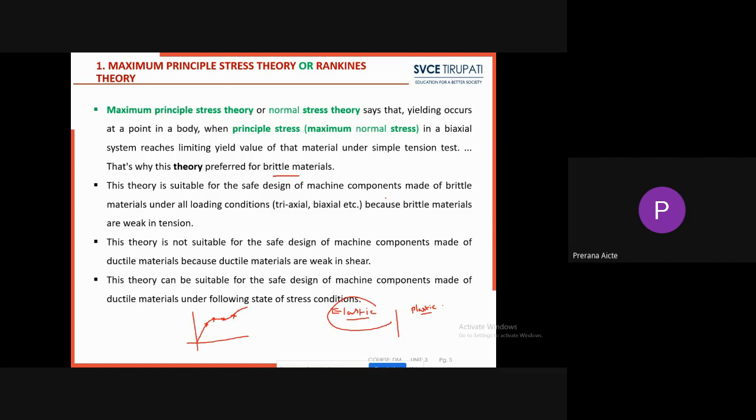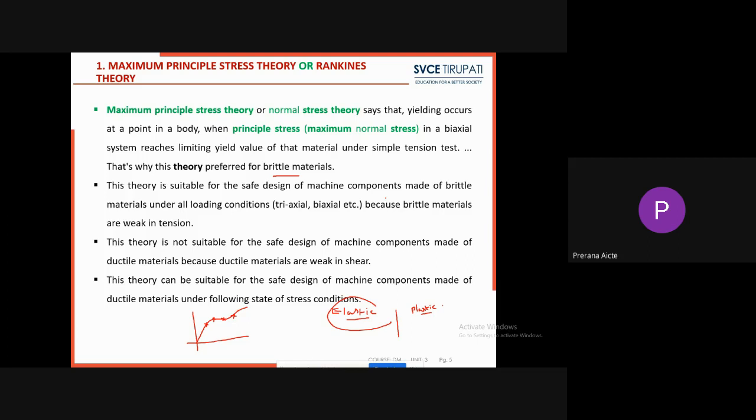What is the yield point? Breaking point, sir. Breaking point. Okay, so after crossing the elastic limit, what happened? What happened after crossing the elastic limit? It will break, sir. It will try to break the specimen. So whenever the given component loses the strength, then what happened? The yielding or the yield point will occur.